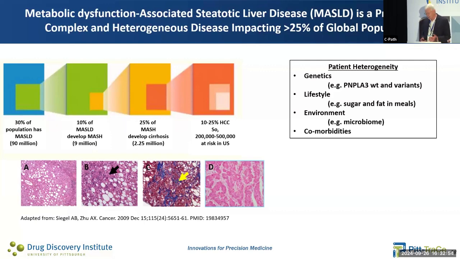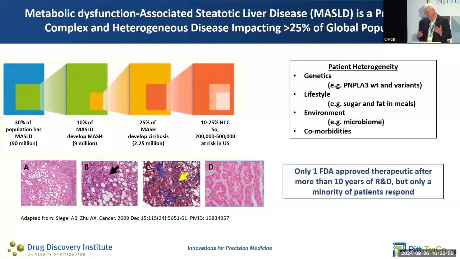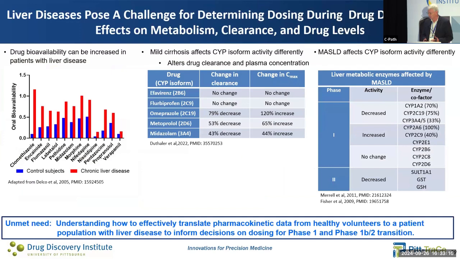And over the past 10 years or so, there's been a lot of research and development for getting therapeutics for MASLD, but there's only one FDA-approved drug. Yet, only a minority of patients respond to this drug. So MASLD is an example of liver diseases, which in general are very challenging for drug development. And one of the challenges for drug development that liver diseases pose is estimating dosing for the intended population.